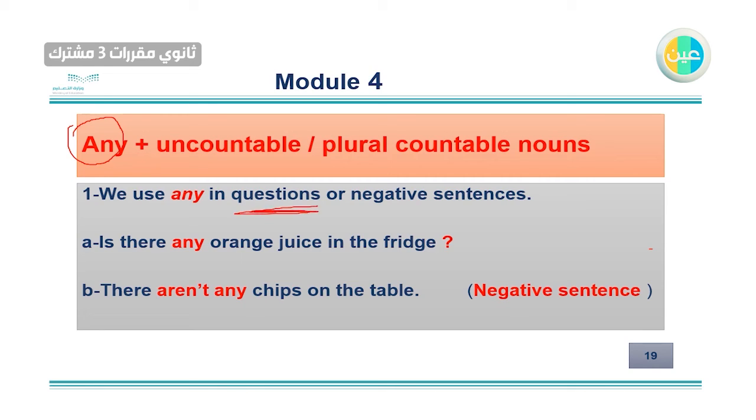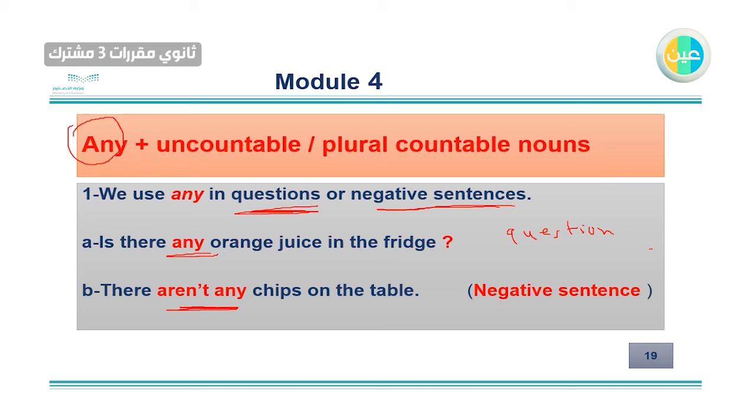Let's look at the question. Is there any orange juice in the fridge? So this is a question, okay? It's not a request, not an offer, a question. So any. There aren't any chips on the table. This is a negative sentence, not positive. So in a negative sentence and a question, we are going to use any.